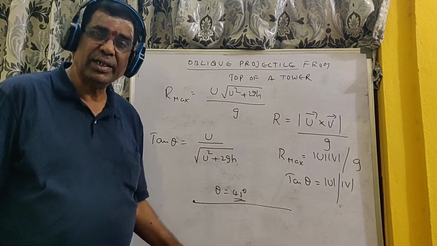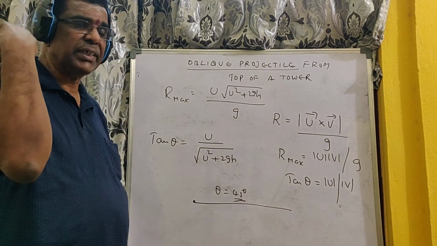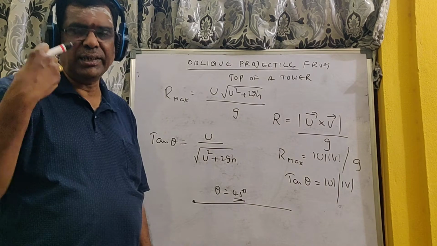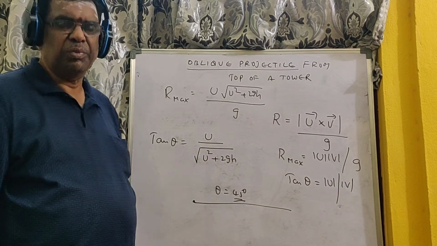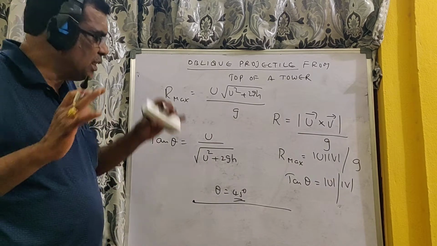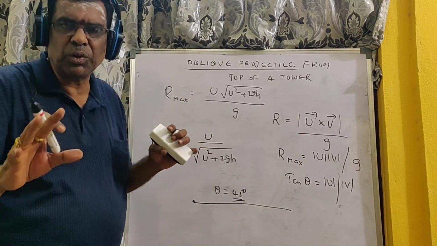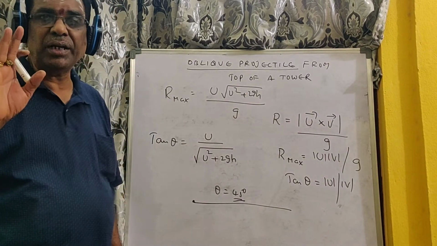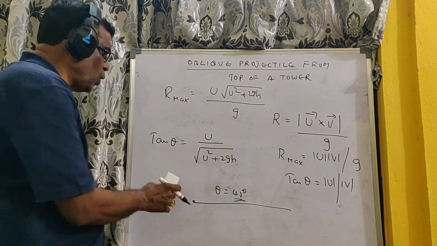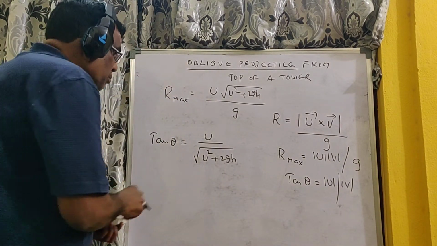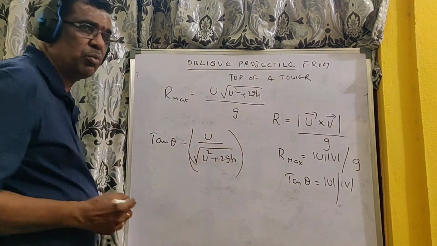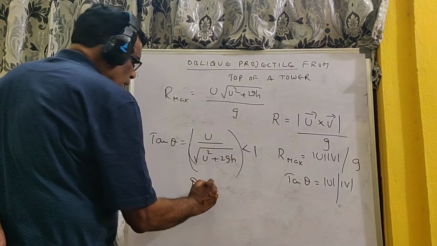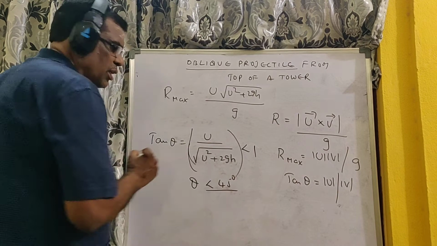It is wrong. Why it is wrong? Because you are projecting it from the shoulder height. So the ground is at least 5 to 6 feet below the point of projection. So this is nothing but javelin throw, shot put, or nothing but cases of oblique projectile from the top of a tower. Therefore, what angle should you project? This is the angle at which you should project. And you know that this is always less than 1. So, theta must be less than 45 degrees.